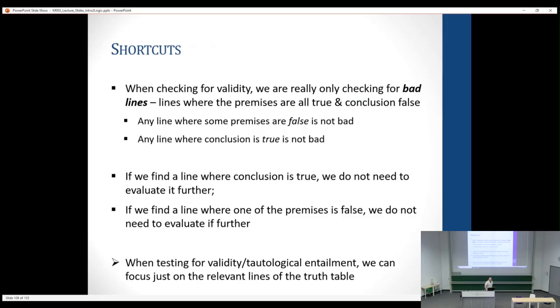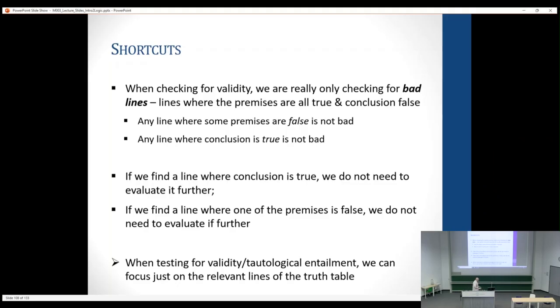When we're testing an argument for validity, what we're really looking for are bad lines, threats. So a bad line is where the premises are true and the conclusion is false. So we can save ourselves some time by throwing away non-threats. If you have a valuation, a row on the table, where the conclusion's true, you're done with it. It cannot be a threat, because the threat is always one where the conclusion is false and the premises are true.